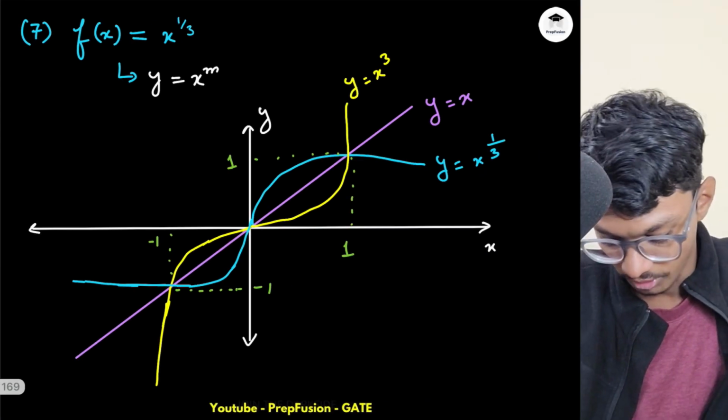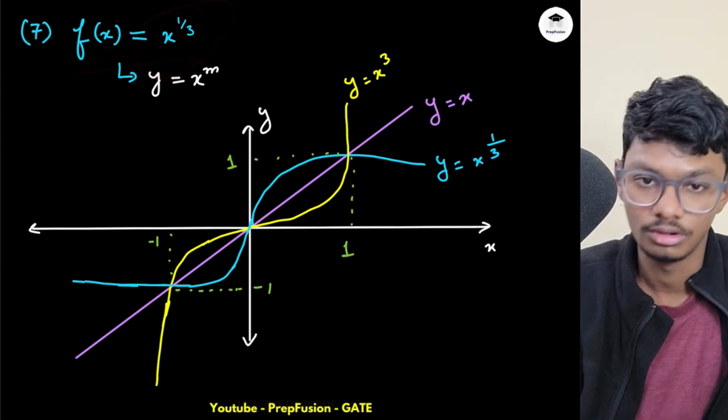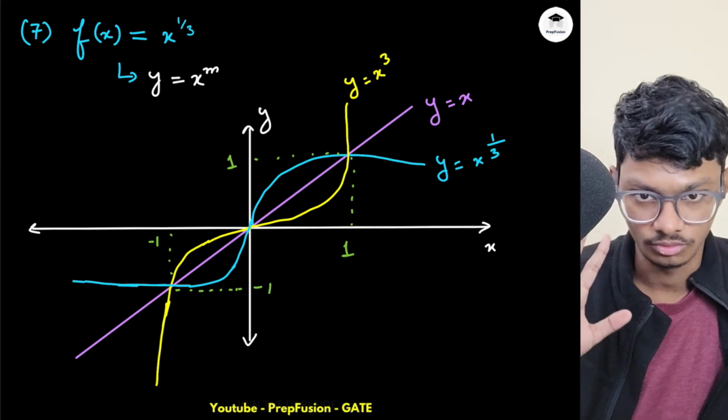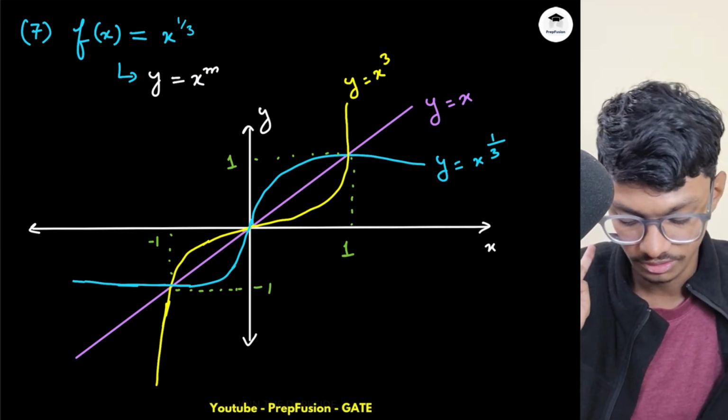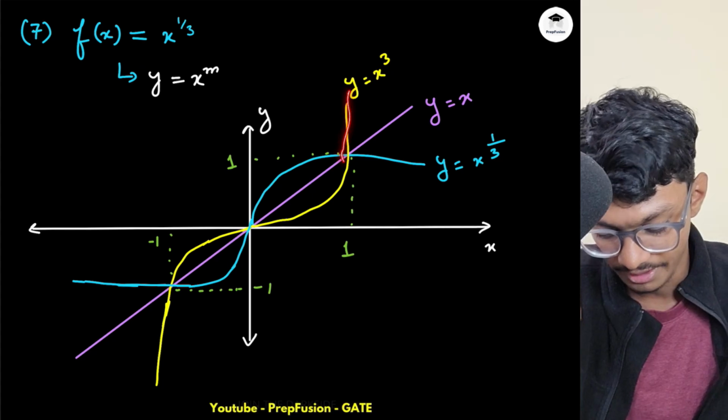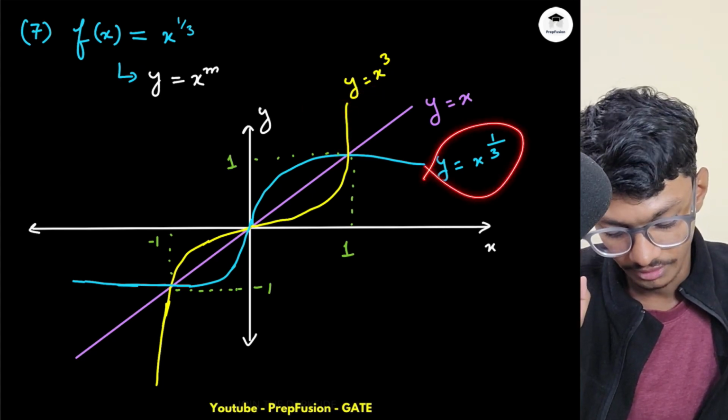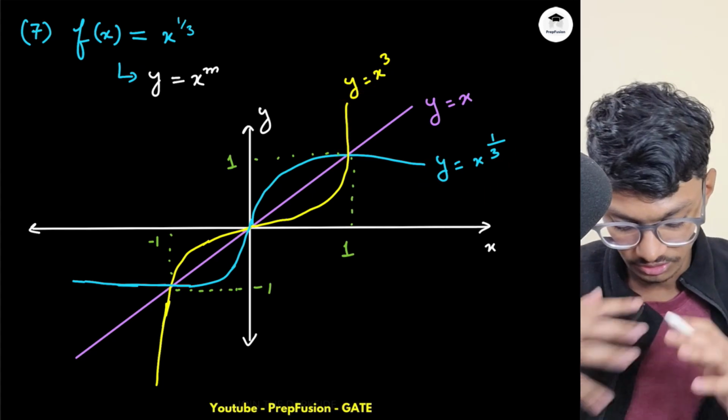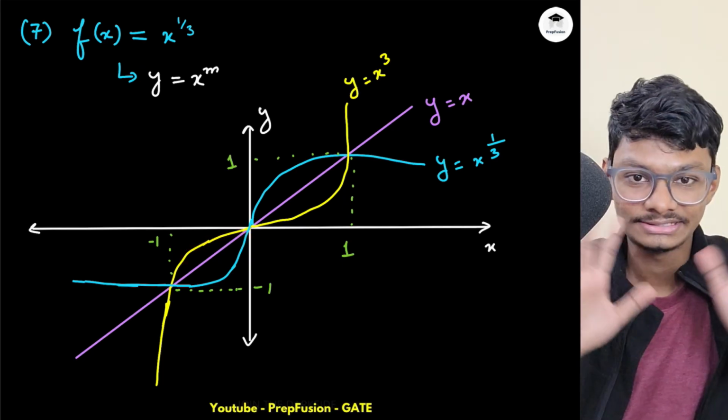Here I have plotted y equals cube root of x. I've compared this with y equals x cube and y equals x to the power 1 by 3. As you can see, there is always some symmetry there.